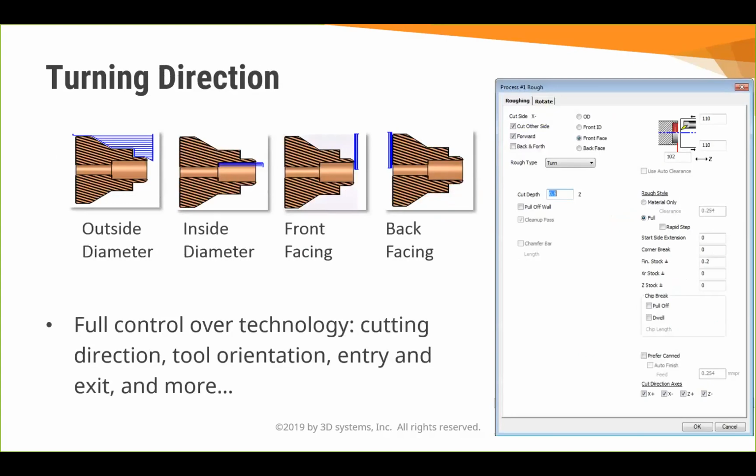Turning is supported from all directions: outside diameter, inside diameter, front facing, and back facing. There is full control over technology. Here you can see the GibbsCAM dialogue. We can change the offset of the cutting, the depth, the side, the orientation, the entry and exit modes, and much more.